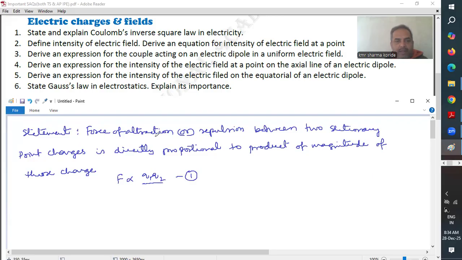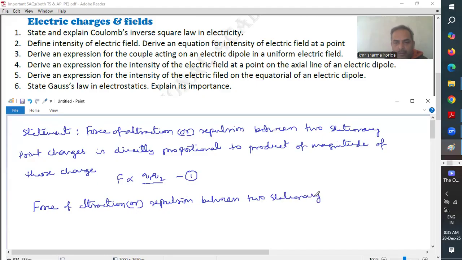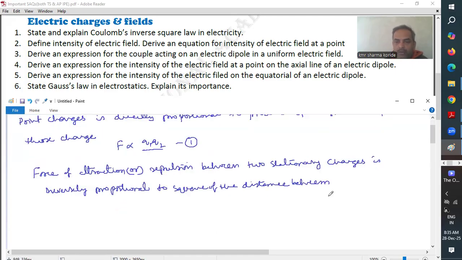In the second part of the statement, we again include force of attraction or repulsion between two stationary charges, which is inversely proportional to the square of the distance between them.